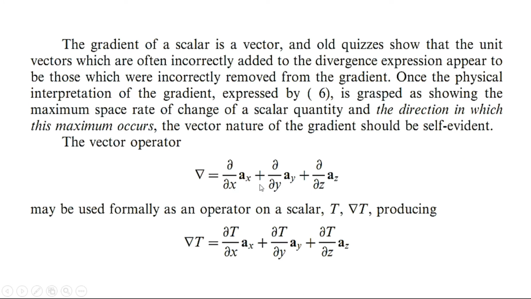The vector operator del may be used formally as an operator on a scalar T, producing del T equal to this term, the gradient of a scalar field. So this is a vector operator. If we take the dot product of this vector operator with another vector, the result will be a divergence. Similarly, if we apply the same vector operator on a scalar field, the result will be a gradient. I am repeating it again: if we take the dot product of this vector operator with another vector field, the result will be a divergence.